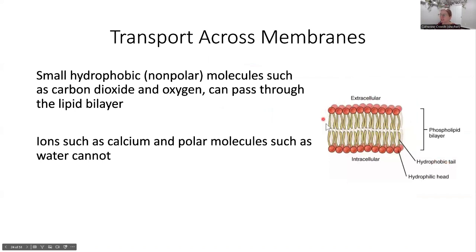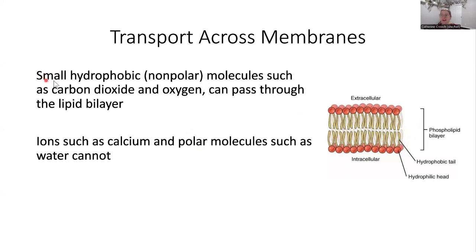Our beautiful phospholipid bilayer is really important to keeping us alive. The big deal with it is because it's two layers of phospholipids, the tails orient toward each other, and that makes a really good barrier for keeping things out. So anything that's large, anything that has a strong charge, which we call polar, that cannot cross this barrier.